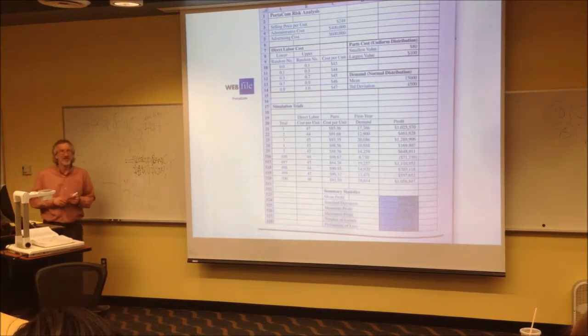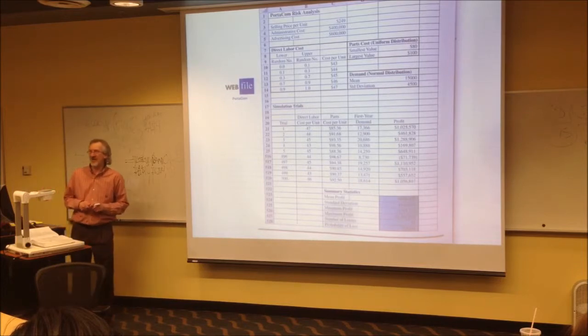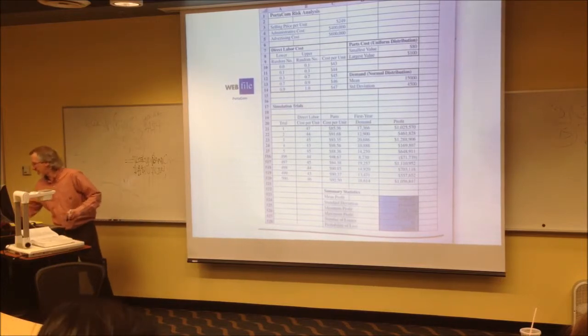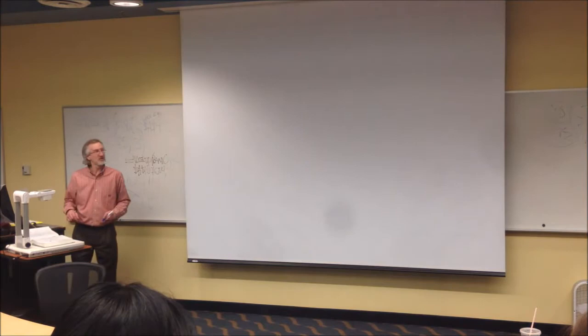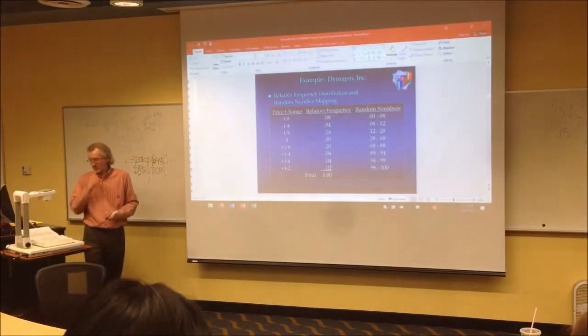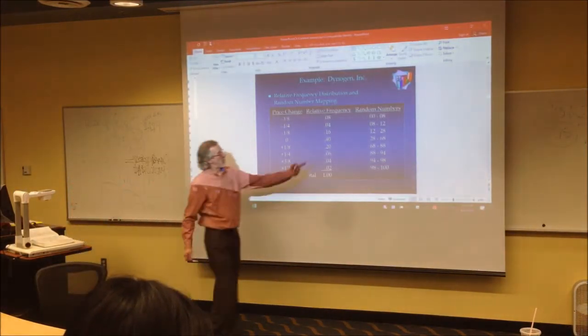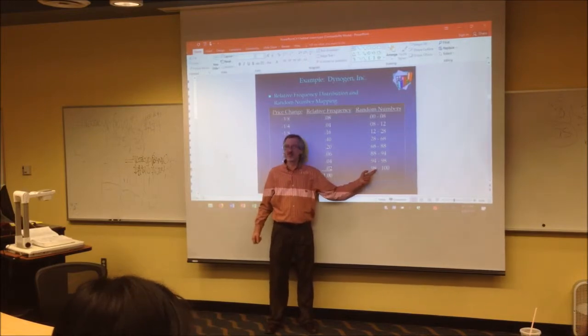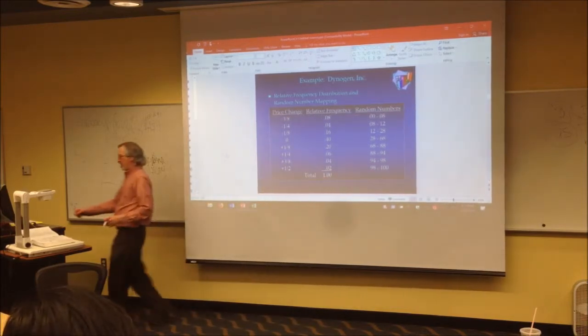You gotta switch colors. How do we feel? We got VLOOKUP down. Let's go back to the PowerPoint. See how this ends. So, we just mapped this. We got the random numbers.